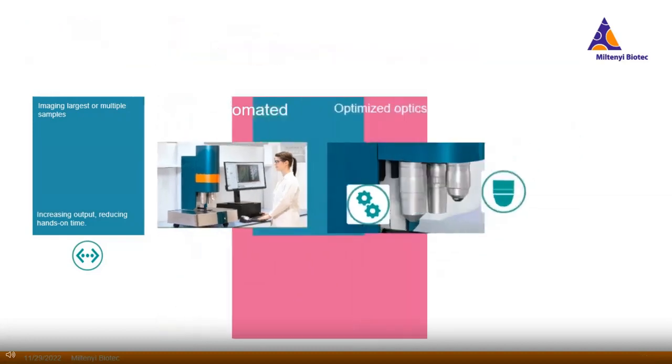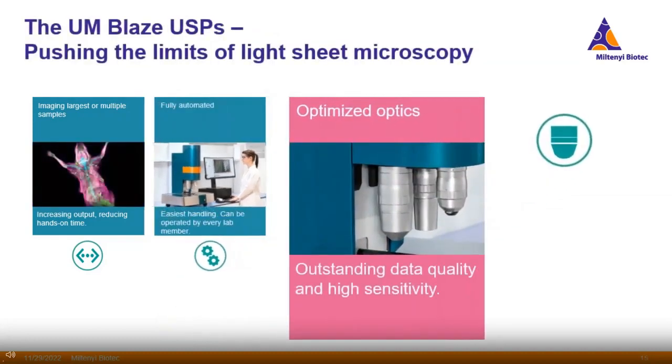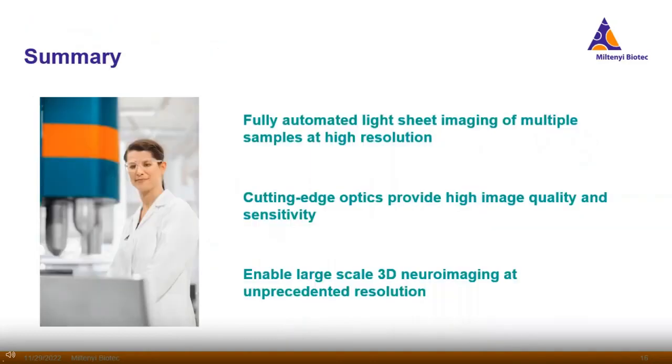And we have a set of different optimized optics, which give you high data quality, but also high sensitivity. So as a summary, and I don't want to take too much of your time today, I just want to highlight that this UltraMicroscope LASE is a fully automated light sheet microscope which can image multiple samples with a high resolution. It has cutting-edge optics that provide a high image quality and sensitivity, and enables imaging of large-scale 3D organs at a high resolution.